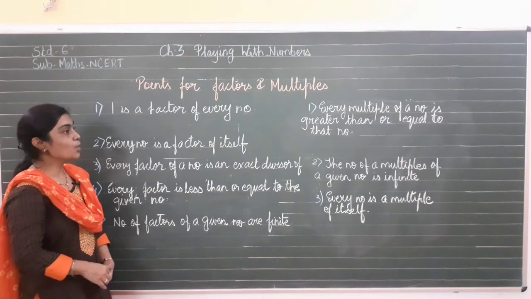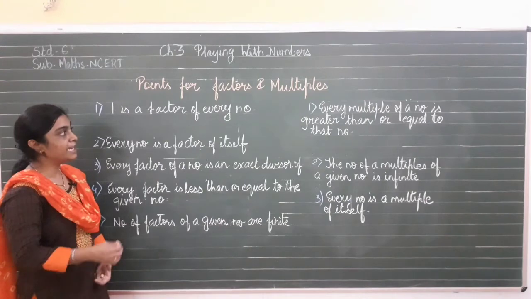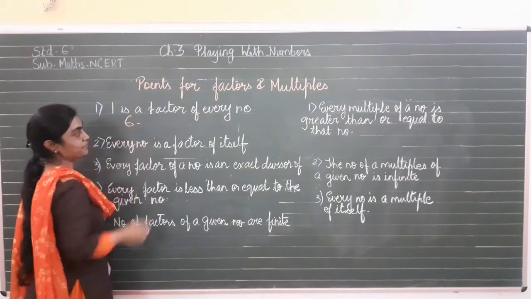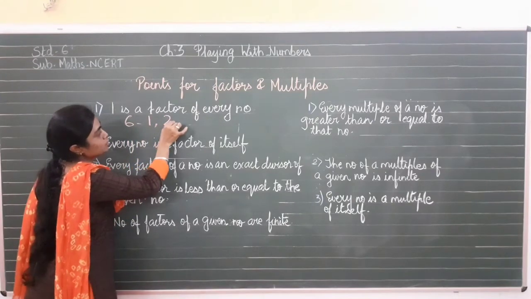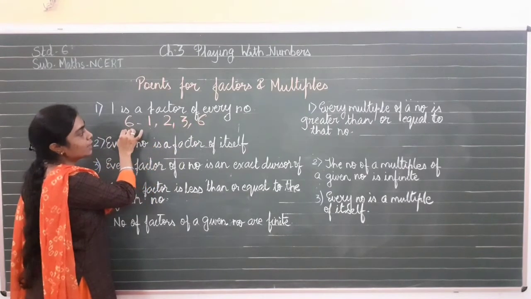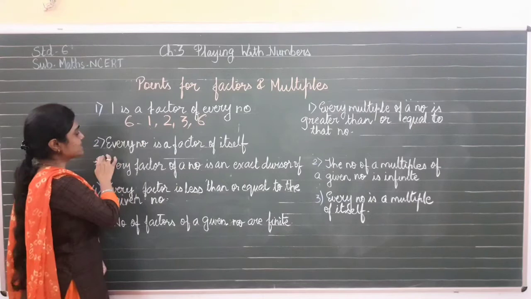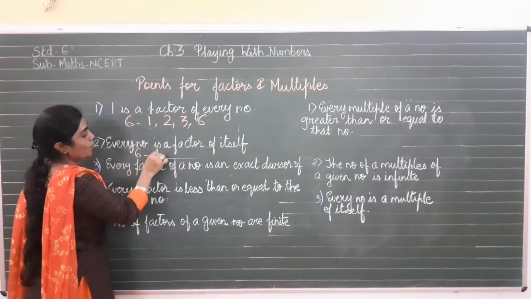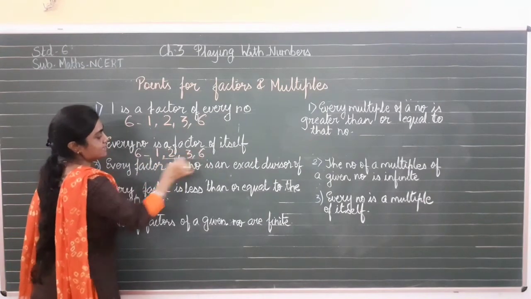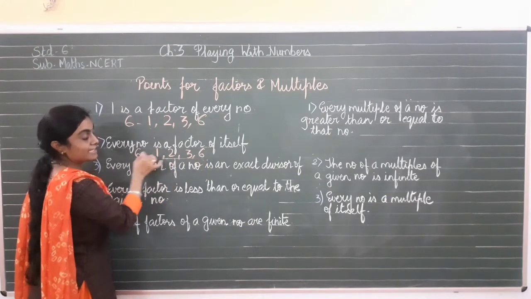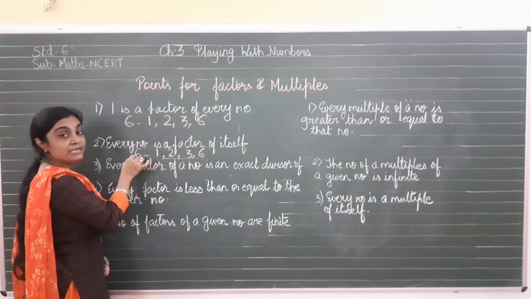The first point is: 1 is a factor of every number. Suppose I am taking 6. Factors of 6 are 1, 2, 3 and 6. Here 1 is a factor of the given number, that is 6. Second point, every number is a factor of itself. Same example, factors of 6 are 1, 2, 3, 6. Here 6 is a factor of the given number, that is itself, 6.